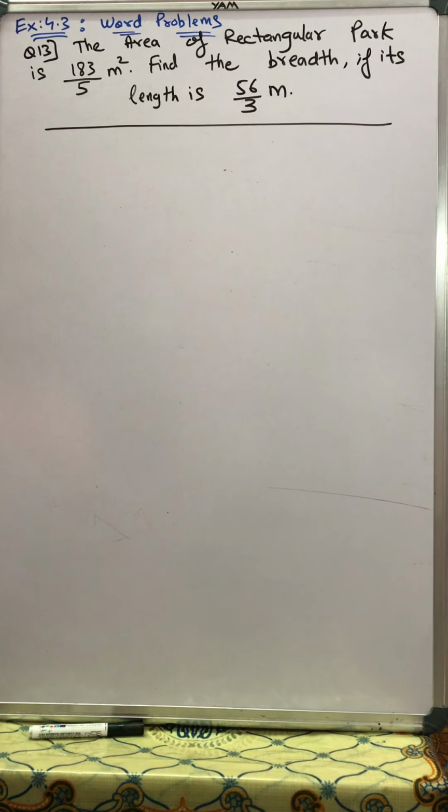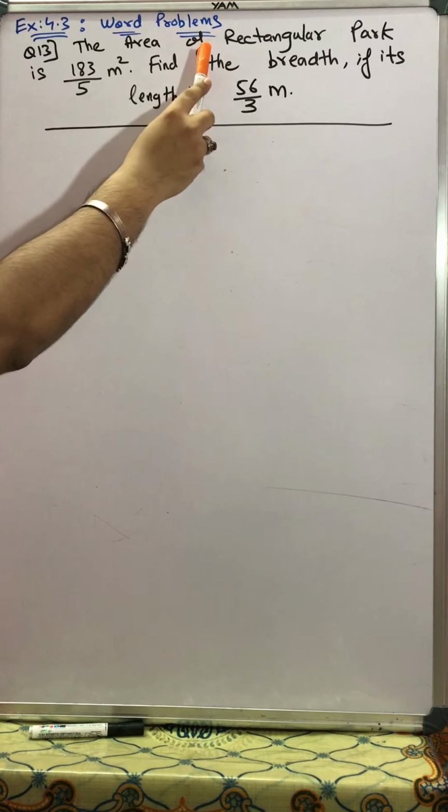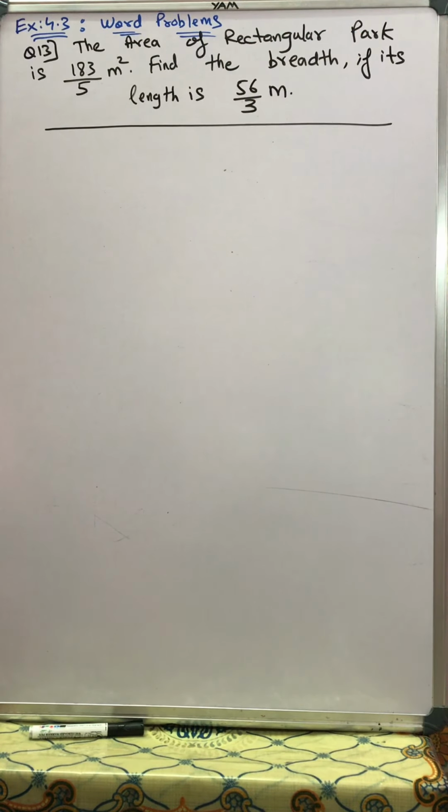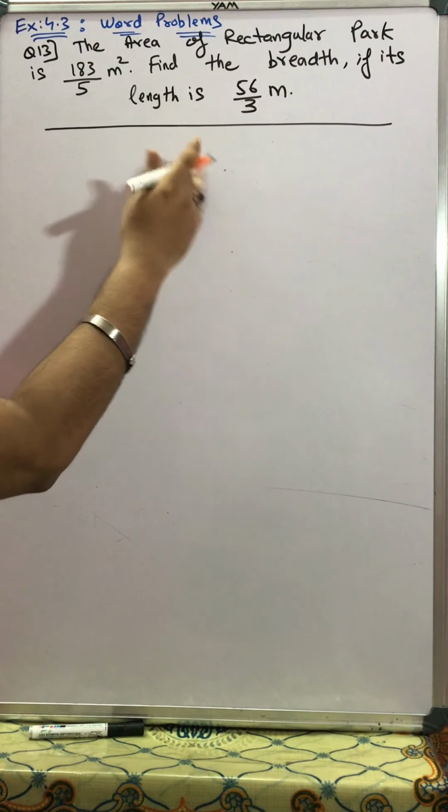Students, continuing with the exercise 4.3 word problems. Now on the board we have question number 13. Let's understand this question. Area of a rectangular park. The moment you come across this word rectangular park, it means the question deals with a rectangle. So before starting with this question, I'll give you a note.